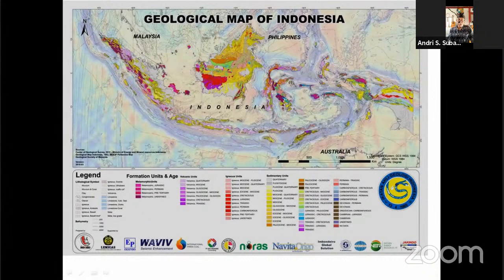The ultrabasic domain produces, for example, nickel laterite, and also maybe placer of chrome, platinum group elements, and also cobalt. This is almost the ophiolite complex, mostly in central Sulawesi, also in eastern Indonesia.